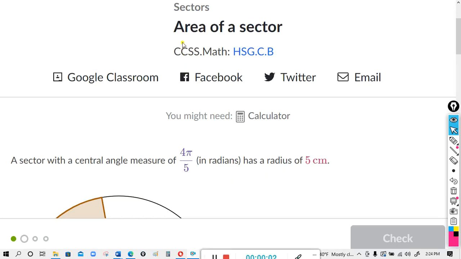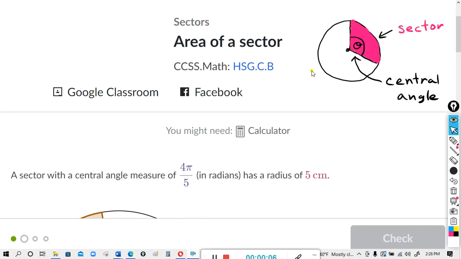This will be for the con assignment, area of a sector. So a sector is a piece of the area of a circle. Okay, it's basically like a slice of pie or a slice of pizza. So I drew a circle here, and this area shaded in pink would be considered a sector.